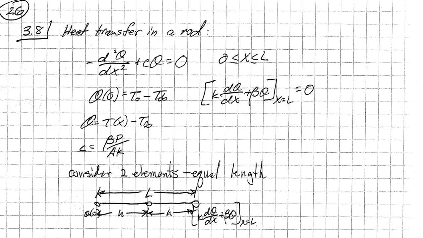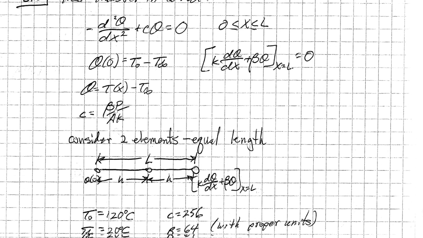And in general, I'm going to have some delta T. Theta is temperature minus T infinity, or surrounding temperature. And C is just my parameter of P, the perimeter of my rod, K is thermal conductivity, A is cross-section area, and h is a thermal convection coefficient.